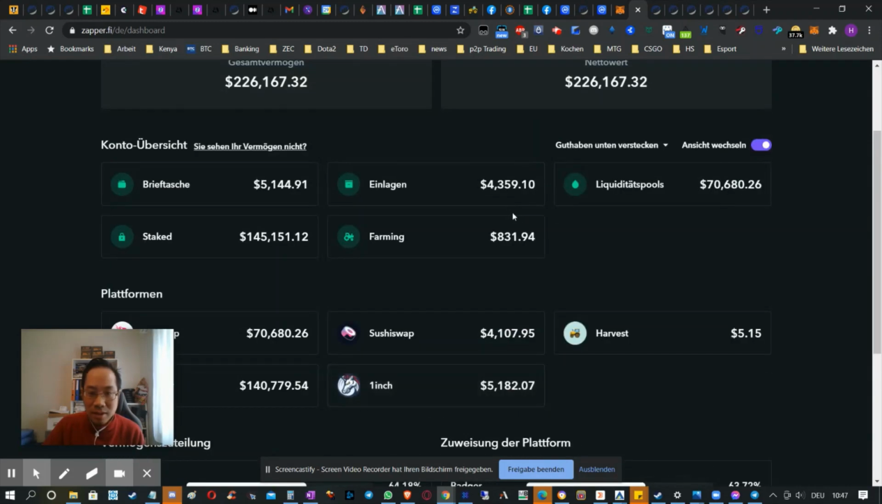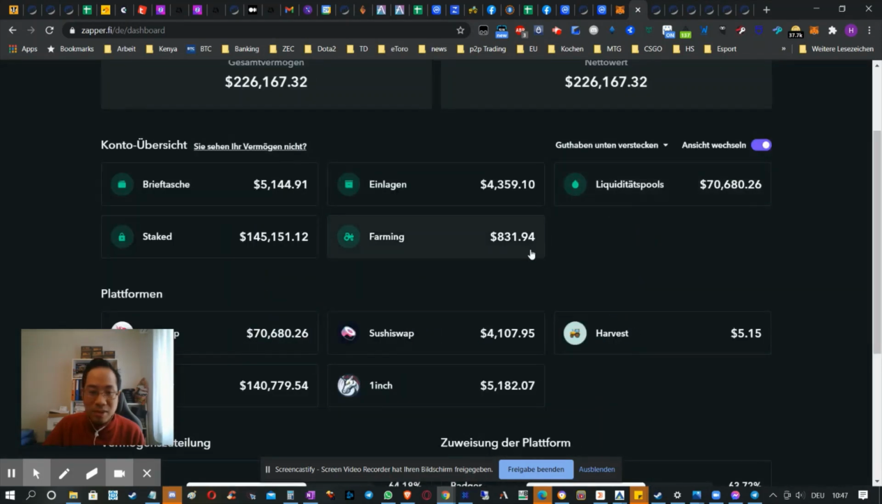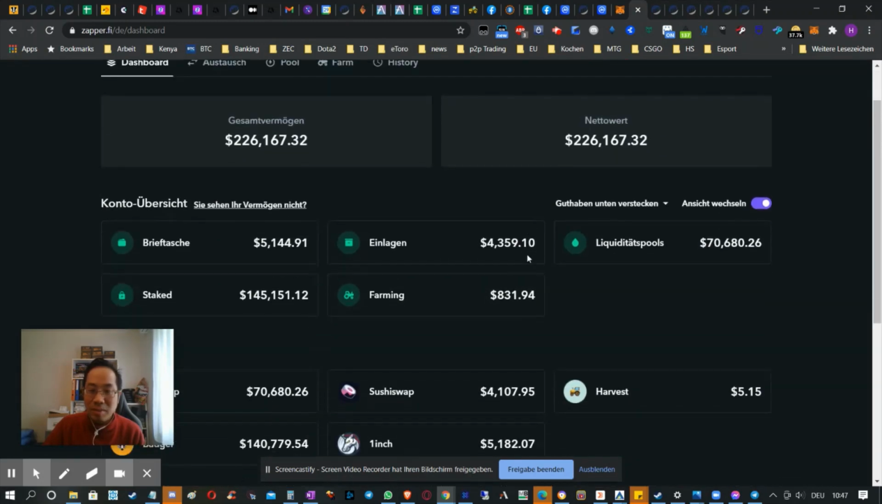Okay, so right now I want to see, here's the Dig set. It used to be $2,000. Right now it's already $3,600. And here I also have some small Dig that I'm staking. It also keeps increasing. So right now this is around $4,000, and that's also double from the time I set it up.